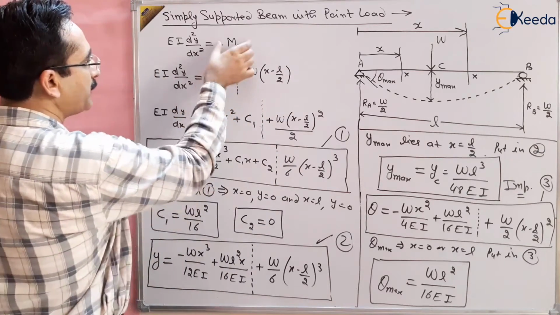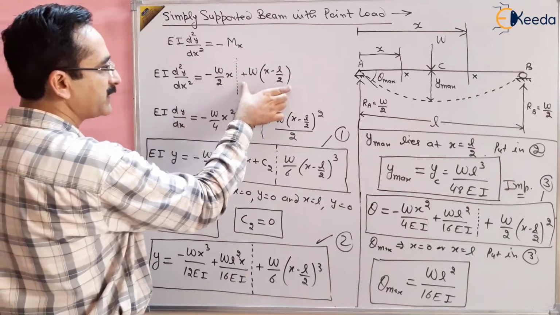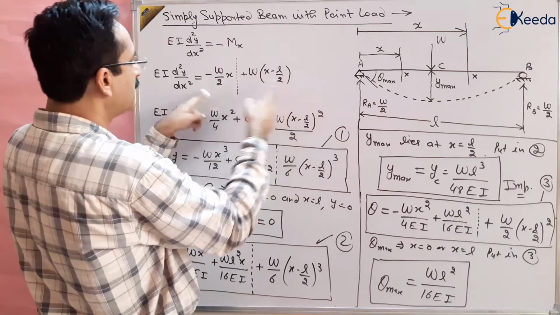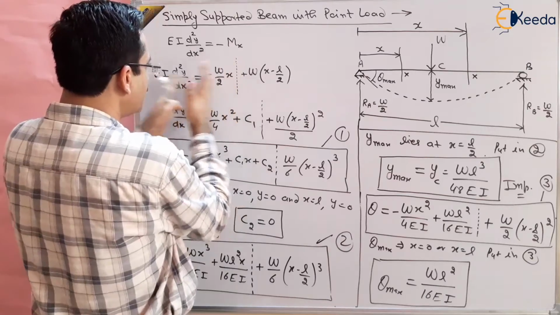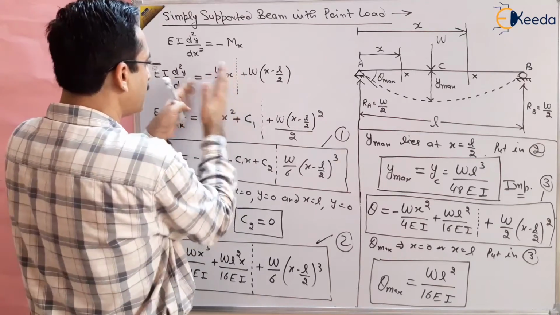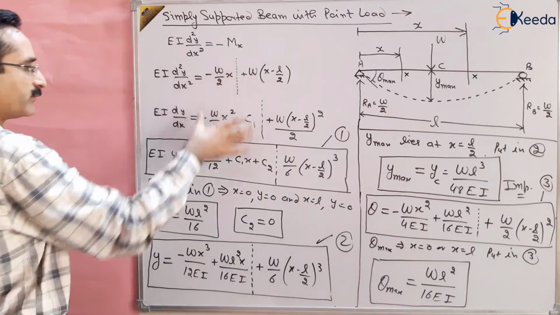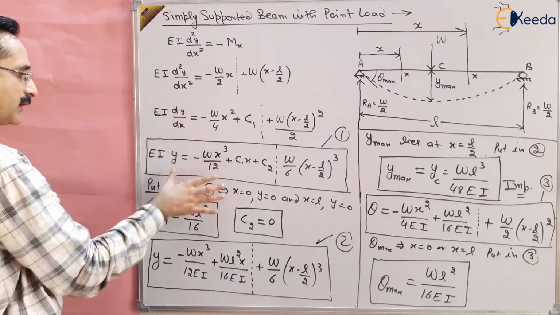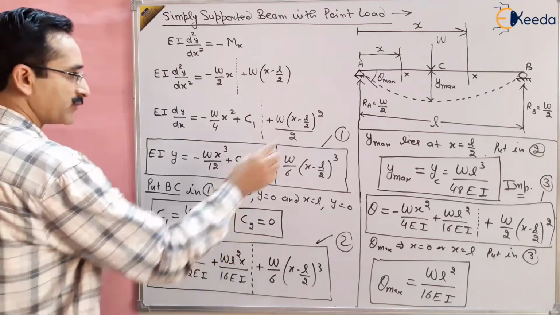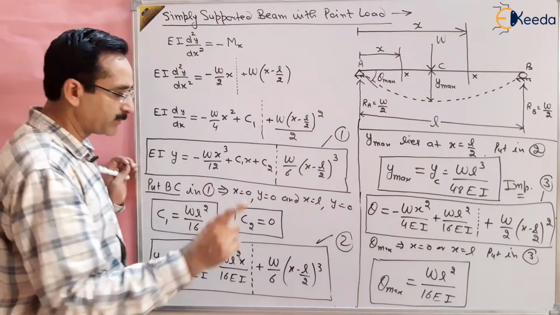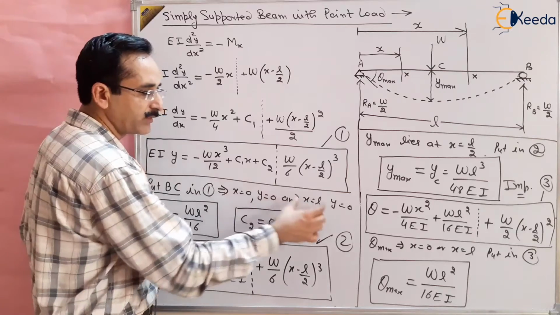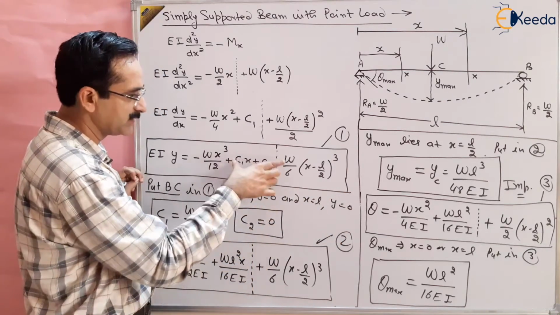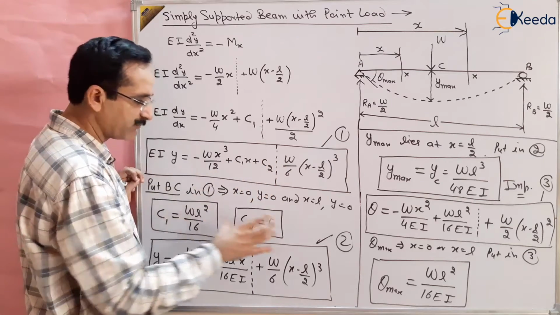This part of Mx is valid for A to C and this part is valid for C to B. The entire part is valid for C to B, and only to the left of this dotted line is the validity for A to C. We integrated it and got the slope, where C1 is unknown, and integrated again to get the deflection, equation number 1. Now the boundary conditions are applied: at x is equal to 0, y is equal to 0, and at x is equal to L, y is again 0. Put these boundary conditions in this equation and you will get the values of C1 and C2.